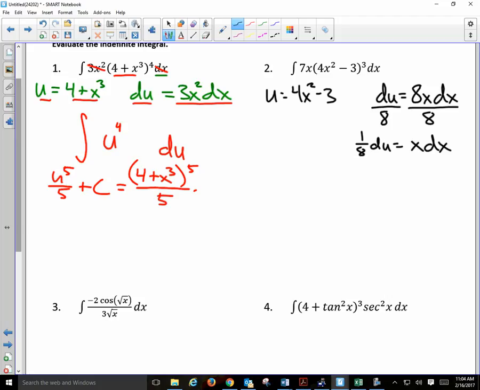Now I'm going to get rid of the 1/8. I want to create a 7 in front of that x, correct? Because I want a 7x. Agreed? So I'll multiply through by 7. I get 7/8 du is equal to 7x dx.